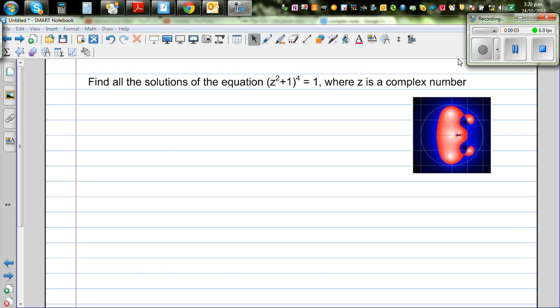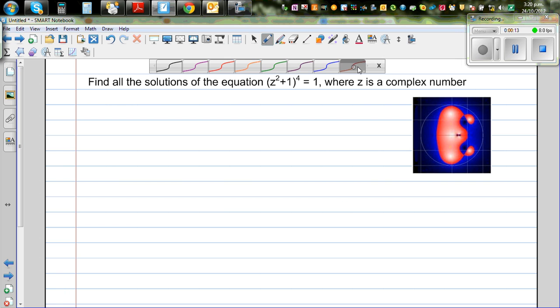Find all the solutions of the equation (z squared plus 1) to the power 4 is equal to 1, where z is a complex number. Okay, now this is an equation of complex numbers. So let's write the equation. So it is (z squared plus 1) to the power 4 is equal to 1.